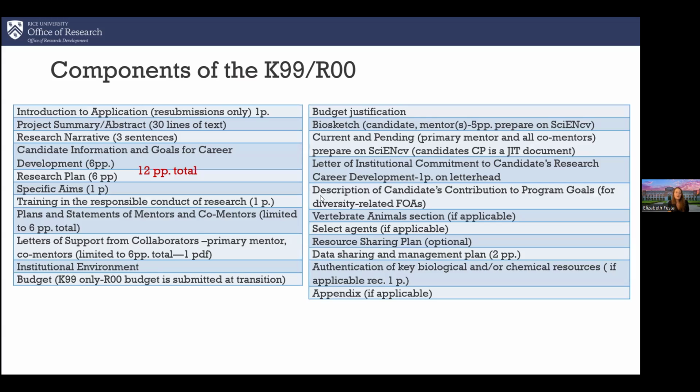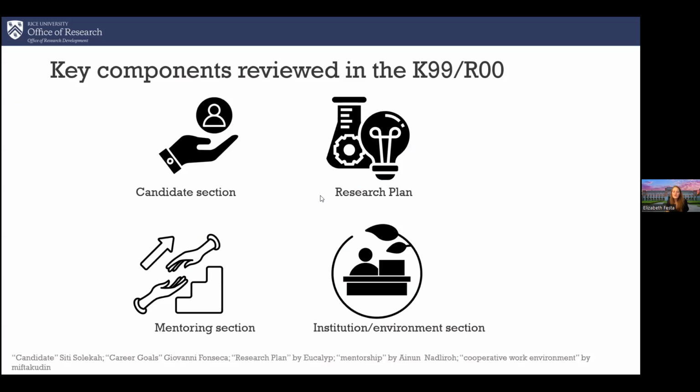So most of these are going to be outside the domain of this brief discussion, but I do want to take a closer look at 4 sections that are really important for the K99. And those are your candidate section, your research plan, your mentoring section, and your institution environment section, each of which has multiple requirements within it.